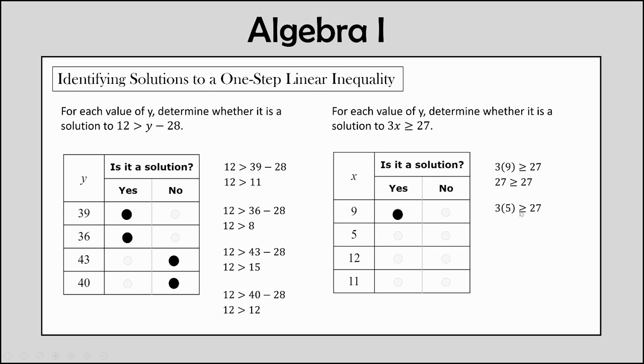Try 5. 3 times 5 is 15. Is 15 greater than or equal to 27? Nope, so 5 is not a solution. Put 12 in there: 36 greater than or equal to 27. Yes, that's true, so 12 is a solution. Is 11 a solution? Is 33 greater than or equal to 27? Yes. So again, inequalities can have an infinite number of solutions. And here you see a variety.